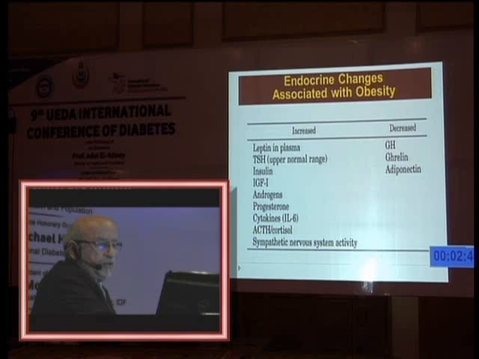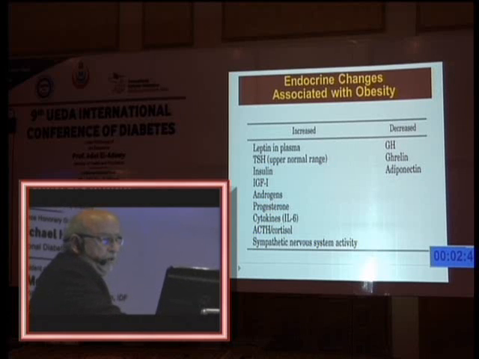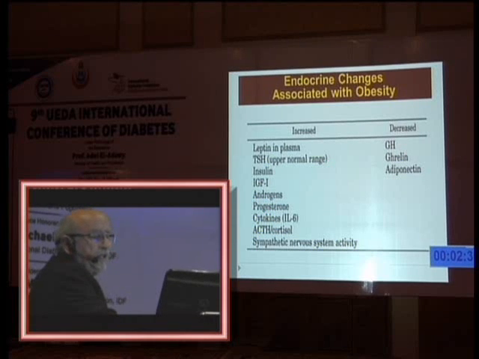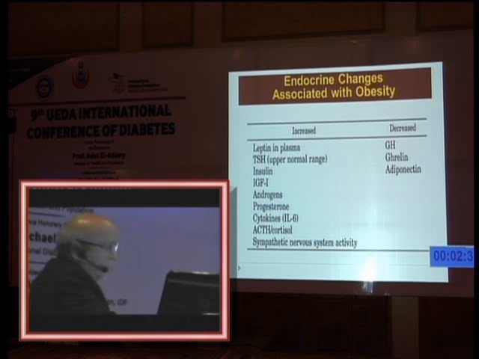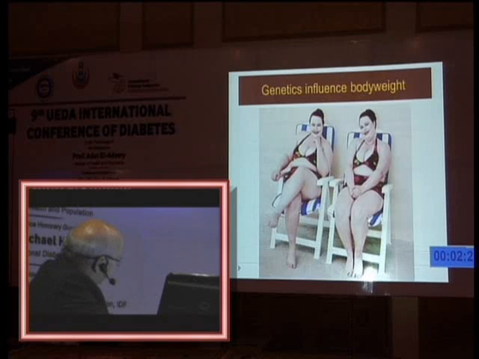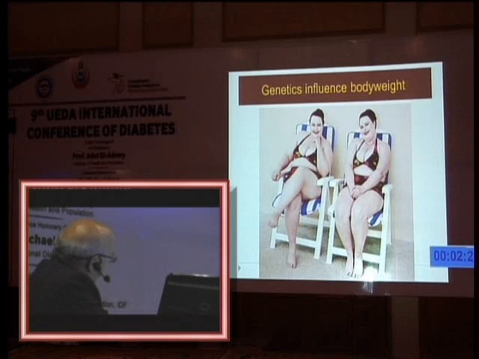The endocrine changes associated with obesity: on the right-hand side, those found to be increased, you can go through them. And on the left-hand side, those that are decreased: growth hormone, ghrelin, and adiponectin. Do genetics have any influence on body weight? There is evidence of that.